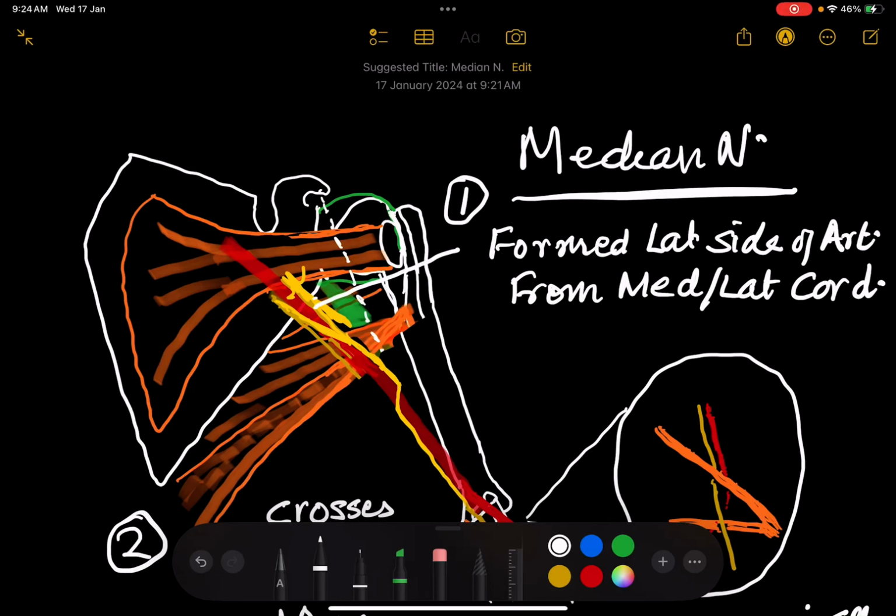So now we cover the median nerve. Here you see the axillary artery lying in the axilla in front of the subscapularis and the triangular and quadrangular space. There is the lateral cord and the medial cord, lateral and medial to it. The median nerve is formed by the communication from both the lateral and the medial cord and lies on the lateral side of the artery.